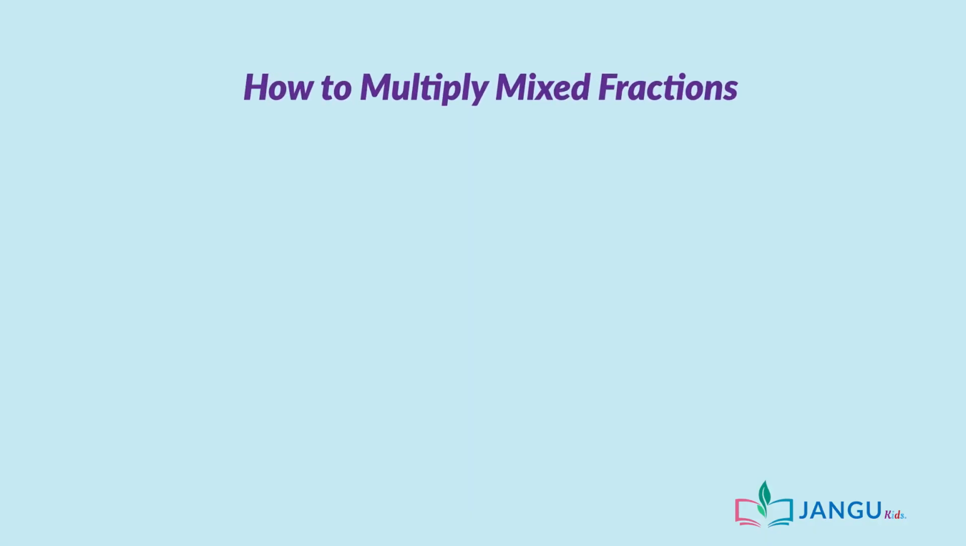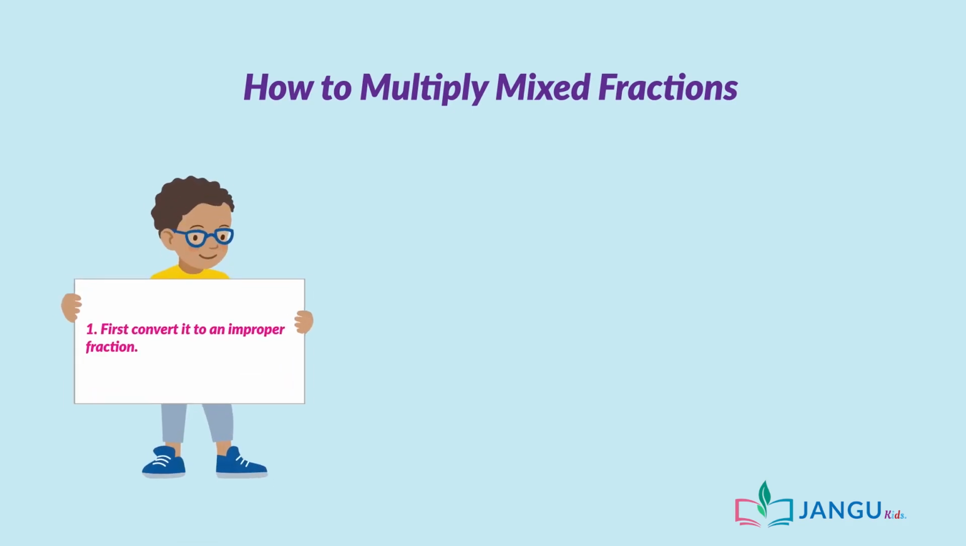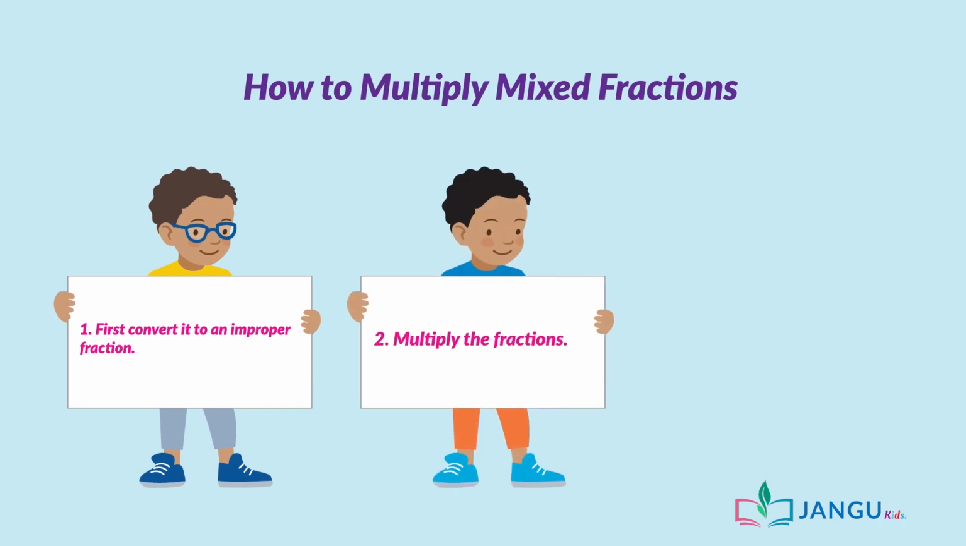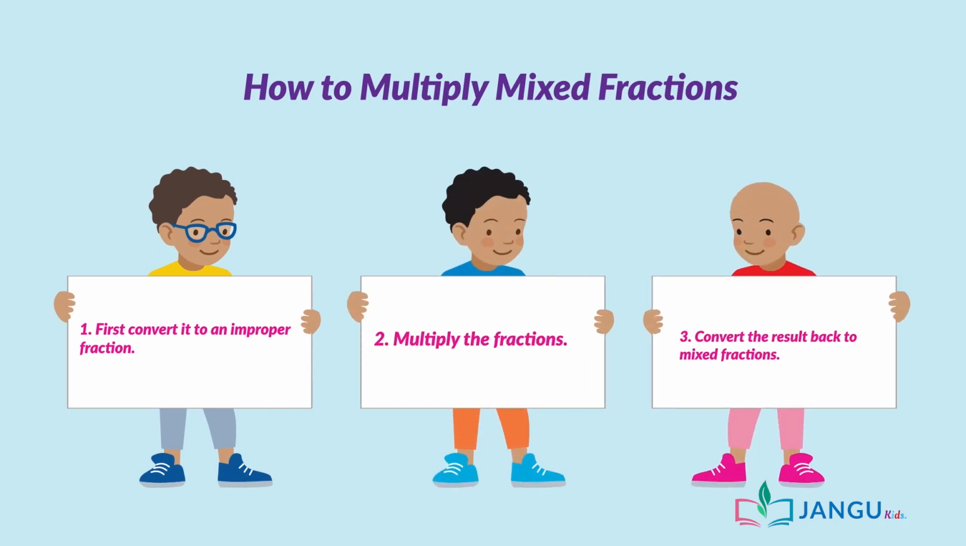When multiplying mixed fractions, you can use the following steps. Step 1. First convert to an improper fraction. Step 2. Multiply the fractions. And finally, step 3. You convert the result back to a mixed fraction. Now let's take a look at this example. 1 whole number 1 over 2 multiplied by 2 whole number 1 over 5.